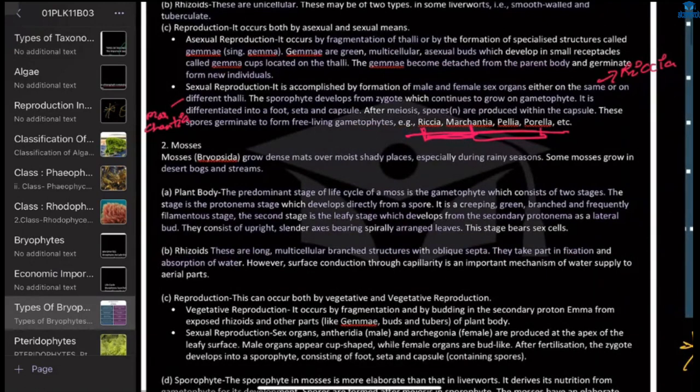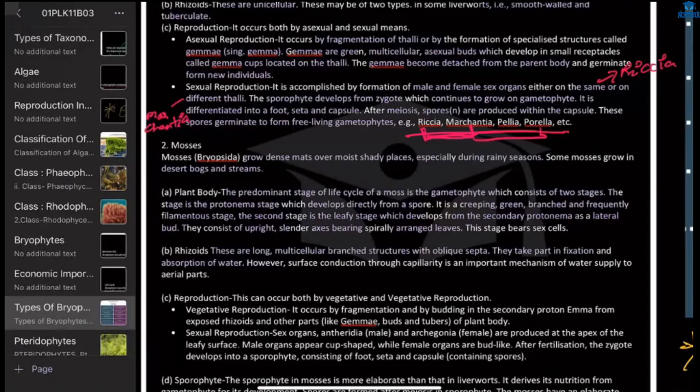क्योंकि वहाँ real root structure तो present नहीं है, so these rhizoids only take part in what, absorption of water. And however, surface condition to capillary is important mechanism. But यहाँ पे जब वो tracheids का पूरा system ही नहीं present है, when the bryophyta is atracheophyte, so only rhizoids are present which are capable of absorption of water, and nobody is present other than the rhizoids.